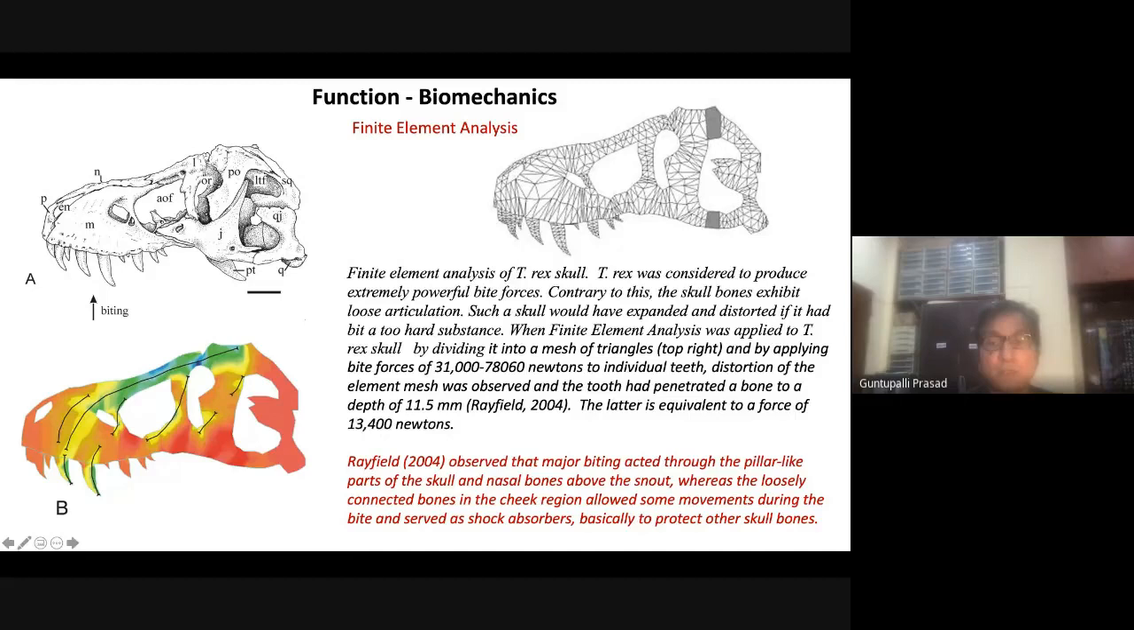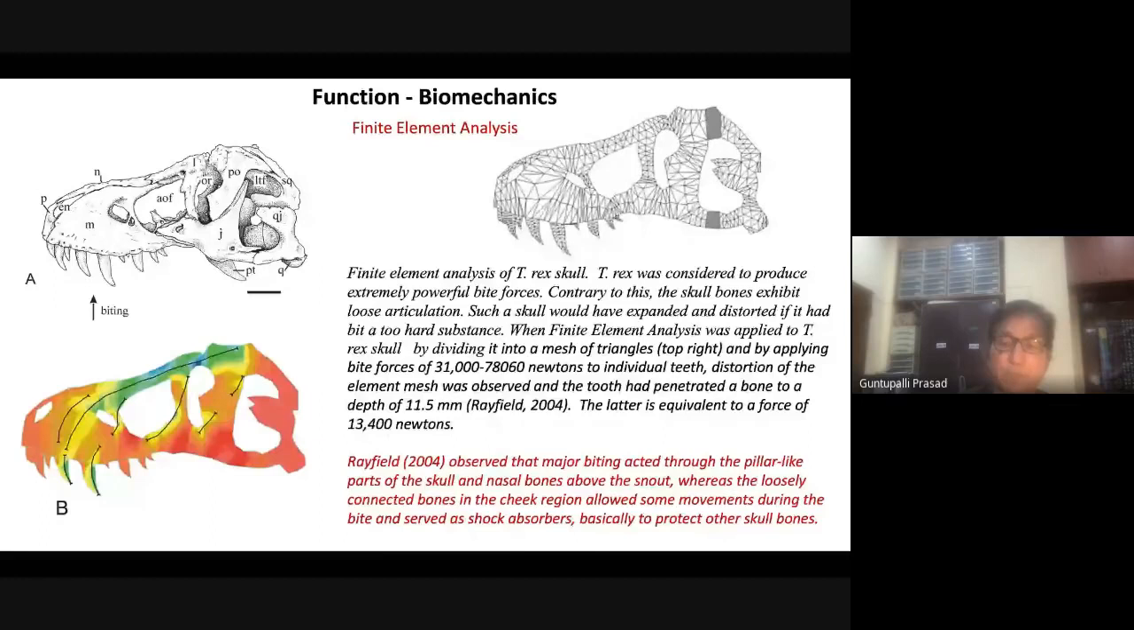Most of the bite force is applied along these vertical structures, and the gaps between the bones basically serve as a shock absorber. That is why they have these gaps in the skull. So this is how it is interpreted, how theropod dinosaurs like Tyrannosaurus rex used their skulls or jaws for biting other animals.